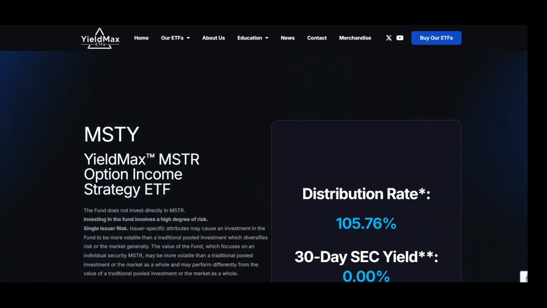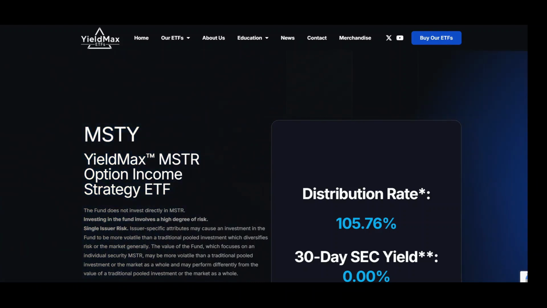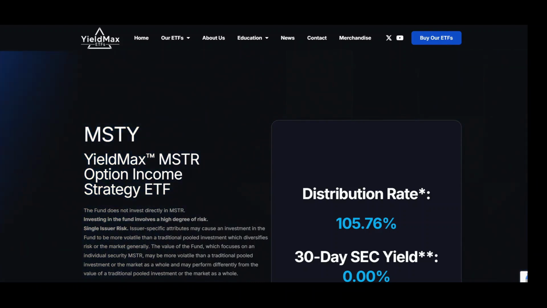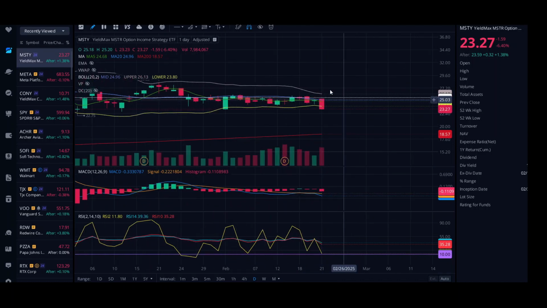I just wanted to do a video on MSTY. I had two puts open that were to expire today. I want to show you what I did for each one. So here we are on the Webull chart, today being February the 21st. As you can see, we had a pretty big red day today.